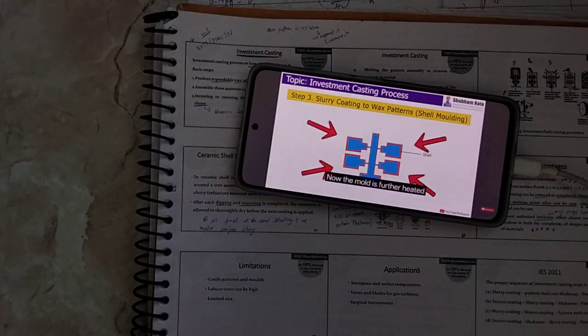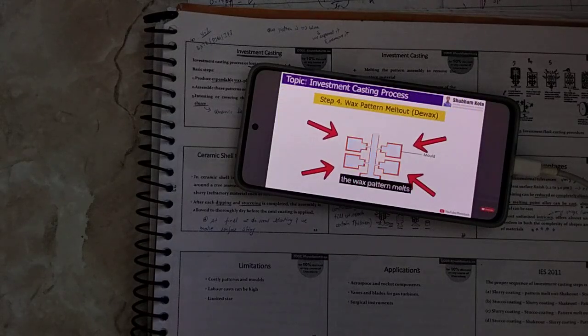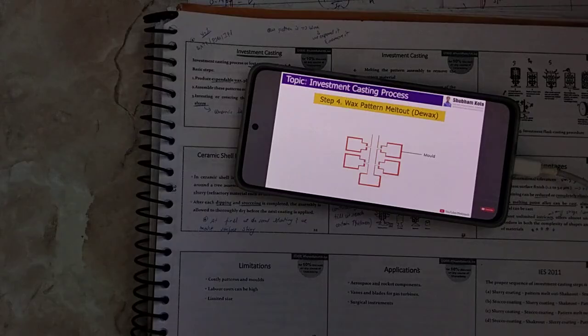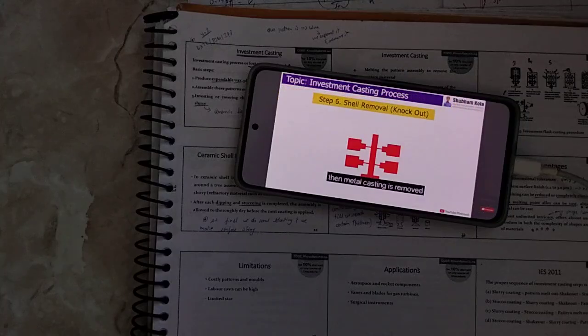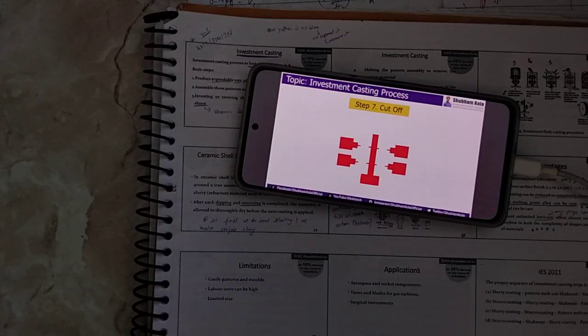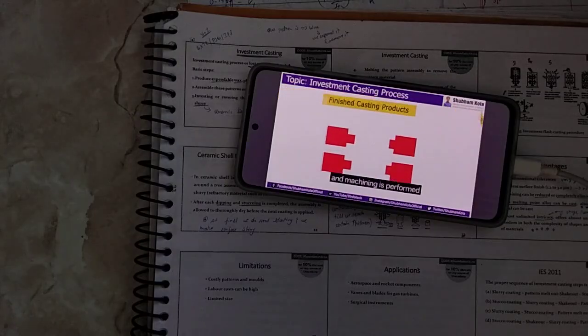Now the mold is further heated so that the wax pattern melts and flows out, leaving the required cavity behind. After the heating process, the mold gets further hardened and molten metal is poured. Once the metal casting solidifies within the mold, it is removed by breaking the refractory mold, and gates and runners are cut from the metal casting. Machining is performed to finish the casting dimensionally to get the desired dimensional tolerances and surface finish.